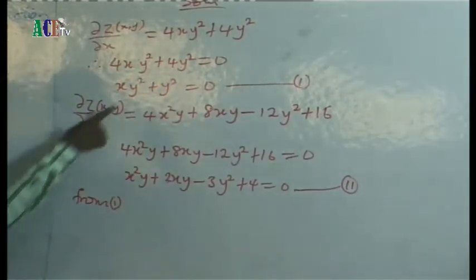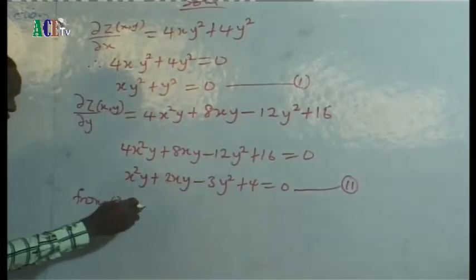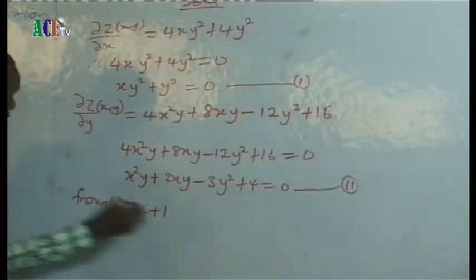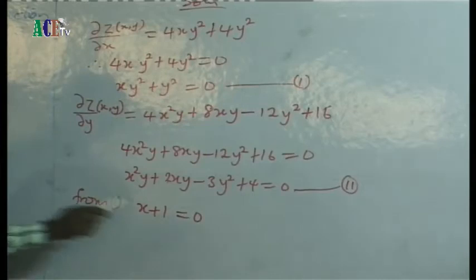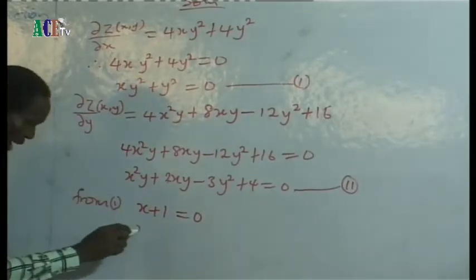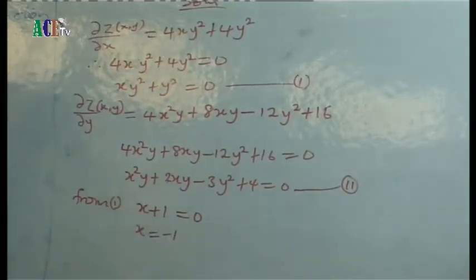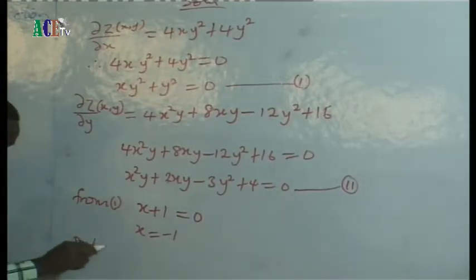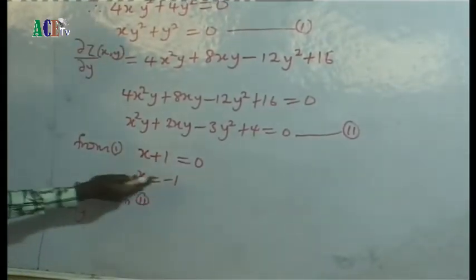From 1, I can divide through by y squared. Y squared is here, y squared is here. I will now have x plus 1 is equal to 0. Then my x will be equal to minus 1. That is the value of my x. I will now put that x in equation 2.